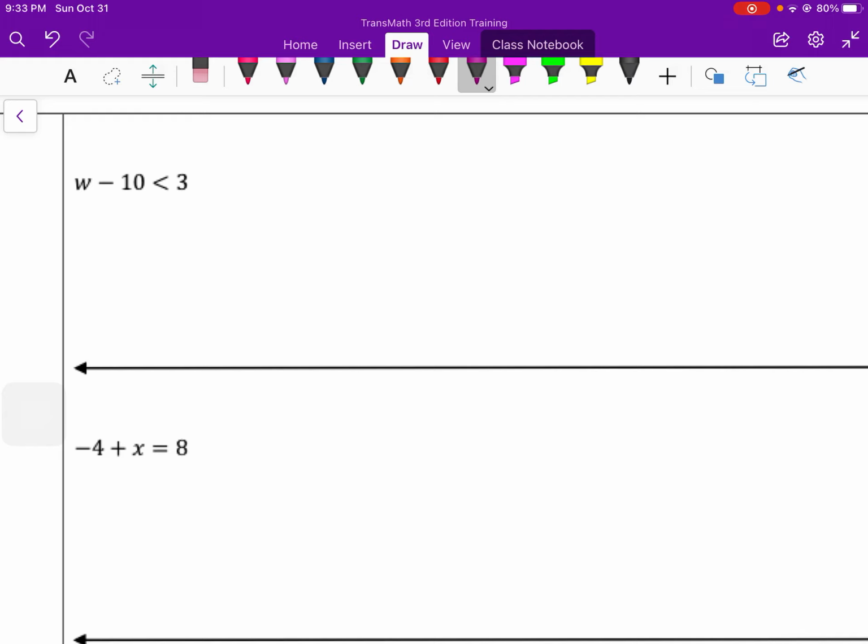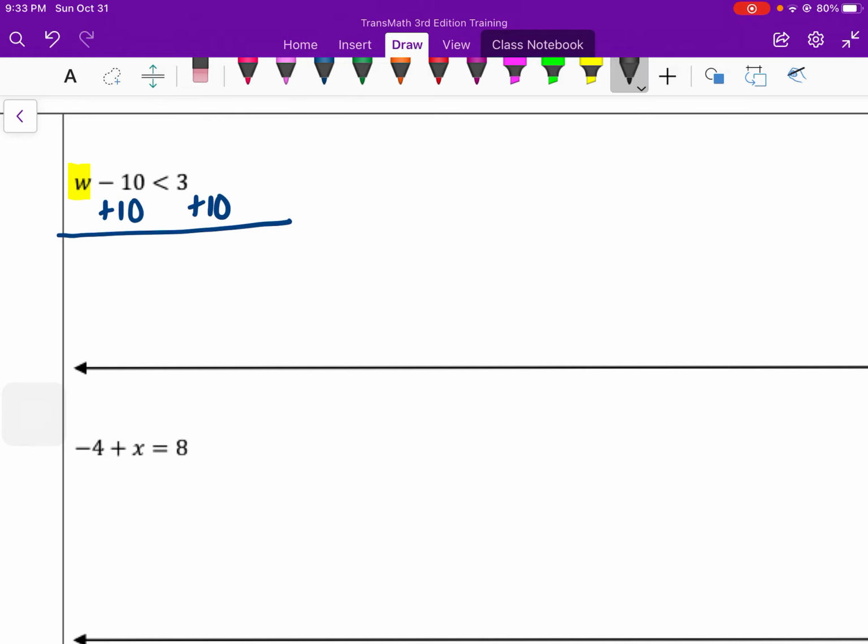Okay, w minus 10 is less than 3. So here we have a minus 10. I want to get w by itself. So to get rid of the minus 10, I'm going to do the inverse operation. I'm going to add 10. But whatever I do to the left side of the equation, I have to do the same thing to the right. So I'm also going to add 10 over here.